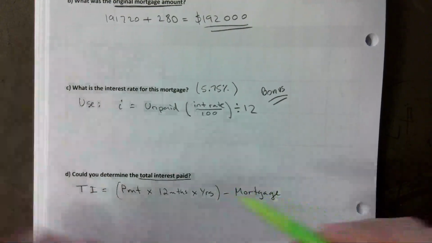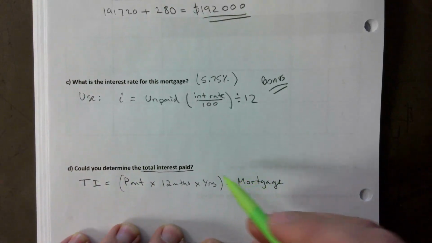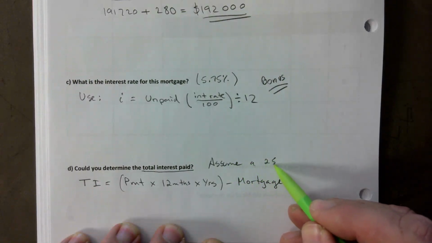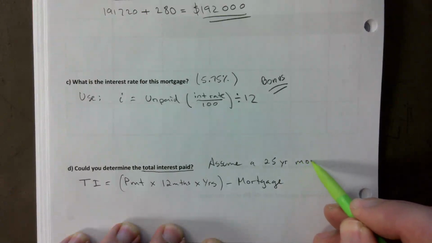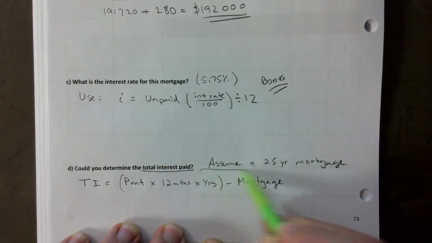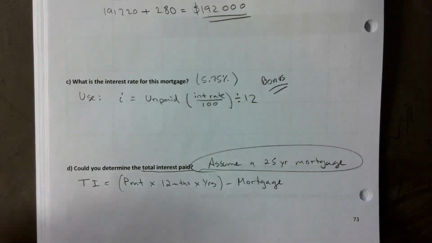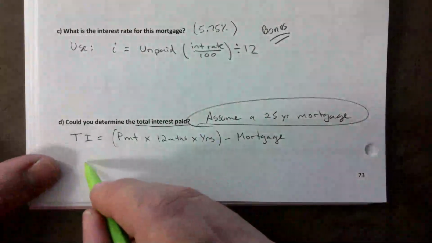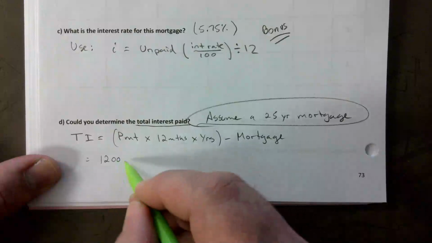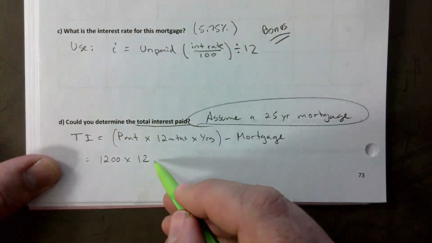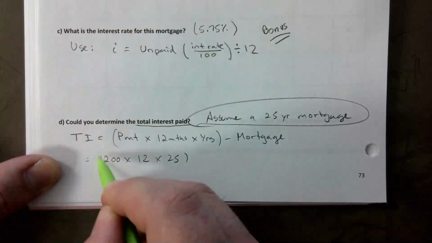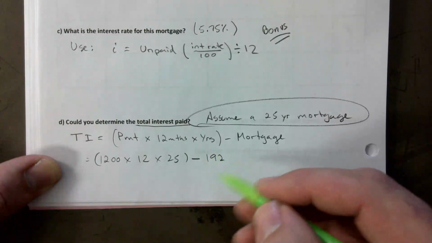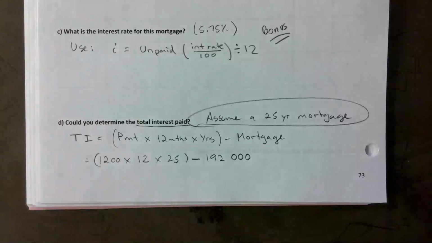I will do some assumptions here. Assume a 25-year mortgage. We're going to make that assumption here. What's our payment? We know from the table it's $1,200 times 12 months times 25 years. We subtract what is our original mortgage. We figured it out in B. It's $192,000.